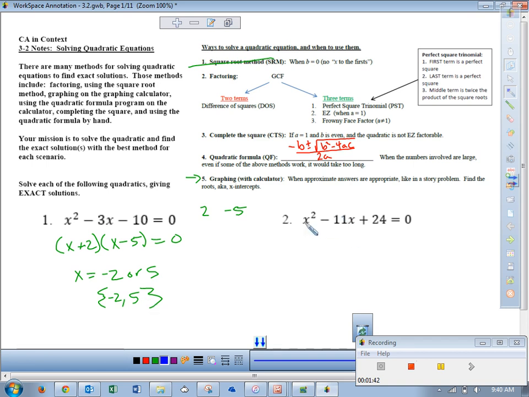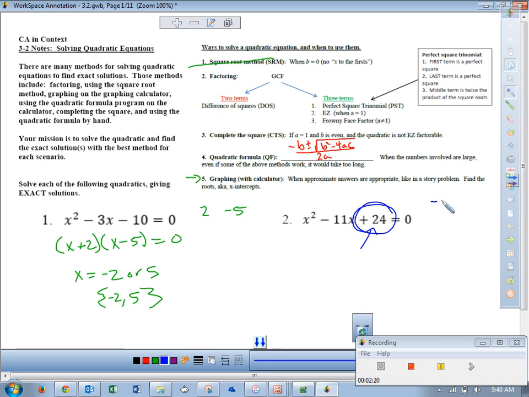He again looks like a candidate to see if he's easily factorable because the a value is 1. So let's see if we can find two numbers that multiply together to be 24 and add together to be negative 11. Tell me about the two numbers. Both positive, both negative, or one negative. They both have to be the same sign since they multiply together to be a positive number, right? So, and since that's negative, they're both negative.